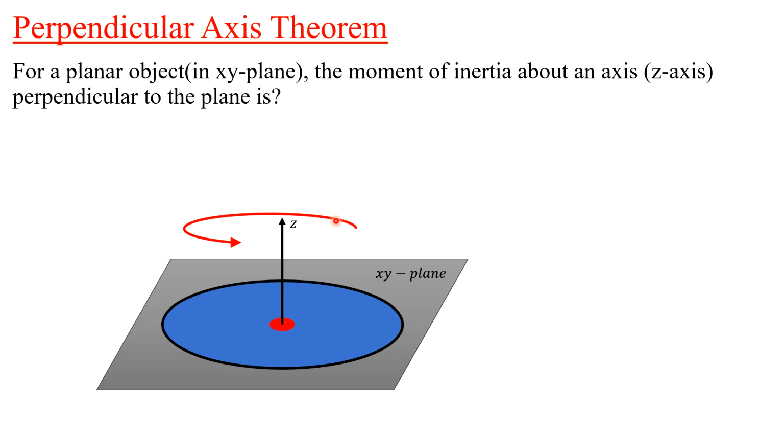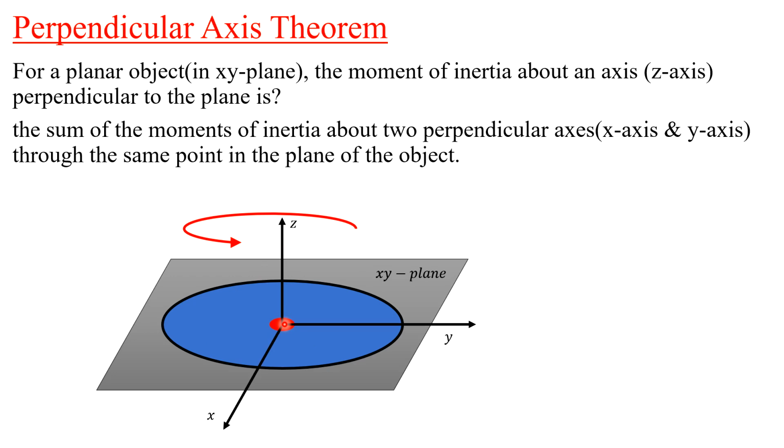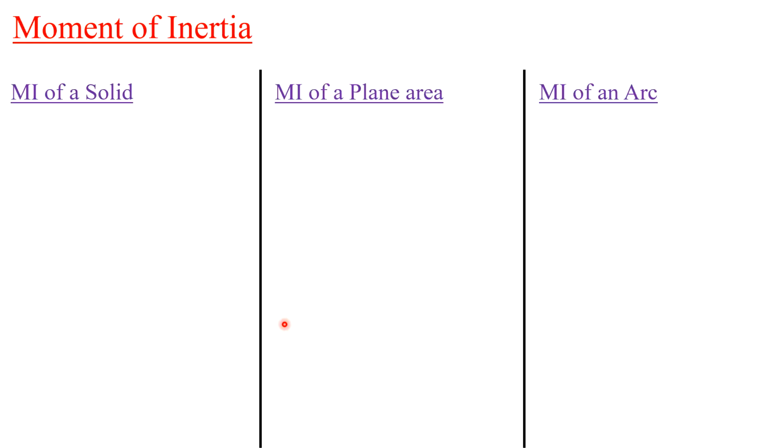Here the moment of inertia about the Z axis is equal to the sum of the moments of inertia about the X axis and Y axis. So Iz is equal to Ix plus Iy. This is the perpendicular axis theorem. Now we'll see moment of inertia for three different cases: for a solid, for a plane area, and for an arc.